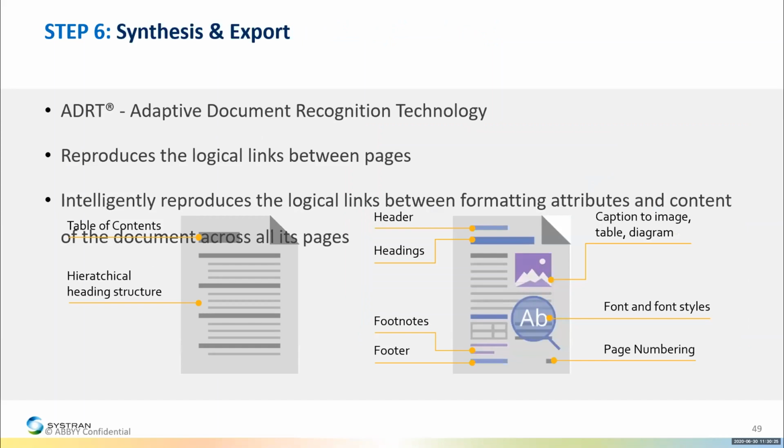And the last but not least step is synthesis and export. It is a step where synthesis tries to understand what the document is as a whole. It puts together all details about the document and preserves formatting attributes between different pages, like page numbering, for example, headers, footers, and different font formatting styles. Everything is done in this step. And then the last step is export.